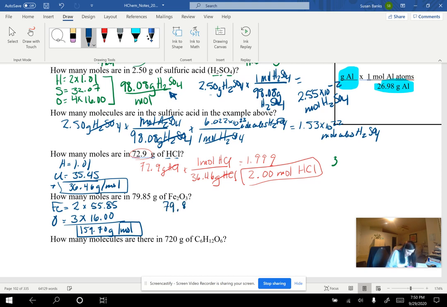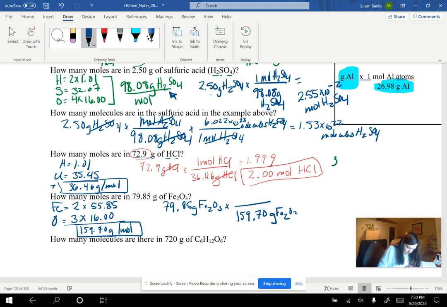So we have 79.85 grams of iron 3 oxide, otherwise known as rust. We're going to want the grams to cancel. So I'm going to put my molar conversion factor that I just figured out on the bottom. So 159.7 grams of iron 3 oxide is in 1 mole of iron 3 oxide. Okay, my grams of iron 3 oxide cancel out. I have moles. So I'm going to take 79.85 and I'm going to divide it by 159.70.